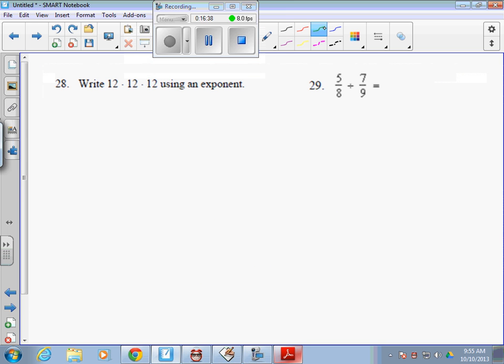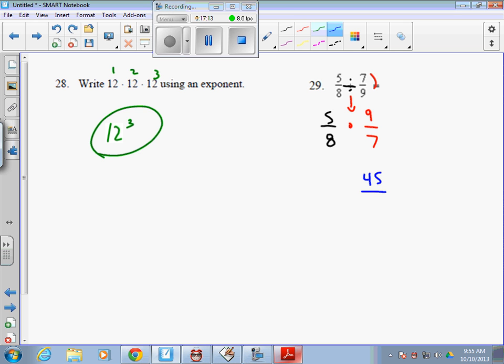28 says write 12 times 12 times 12 using an exponent, where there's 1, 2, 3 of them. So it's 12 to the third power. That's all you need to do for that one. 29 says division. I know it kind of looks like addition. It looks small, but it's actually division, so you might want to make a note on your paper. 5 over 8 divided by 7 over 9. You always want to change division into multiplication and make 7 over 9, flip it, use its reciprocal 9 over 7. Now you can multiply straight across. 5 times 9 is 45, and 8 times 7 is 56.